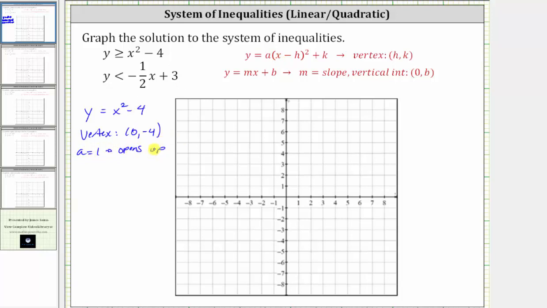Let's begin by plotting the vertex on the coordinate plane. (0, -4) is here. We also know that the axis of symmetry is a vertical line passing through the vertex, and therefore the axis of symmetry is the y-axis, or x equals 0. This will be helpful when making the graph. And now let's find some additional points by making a table of values.